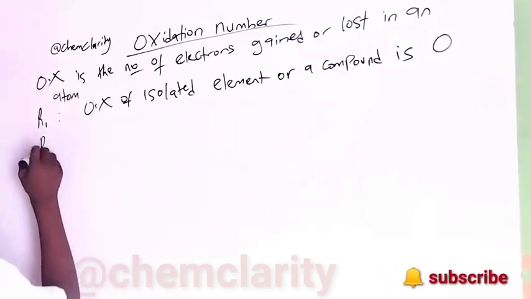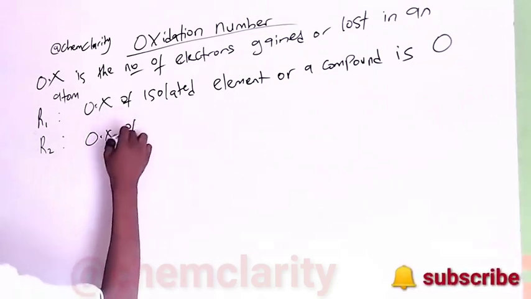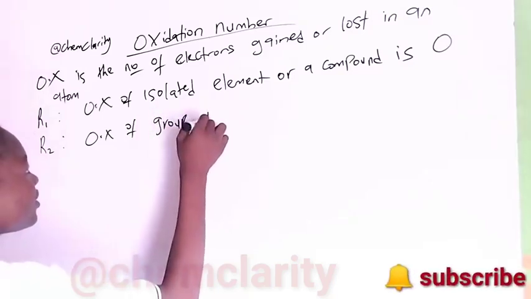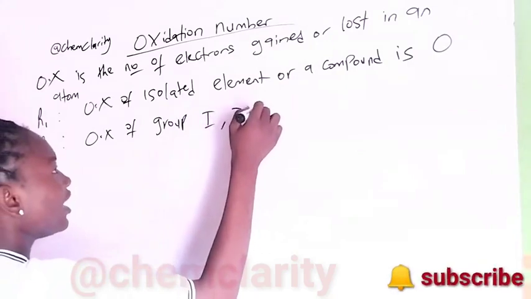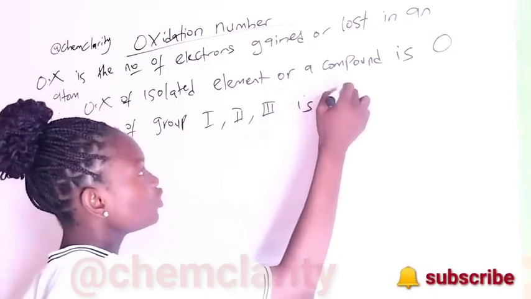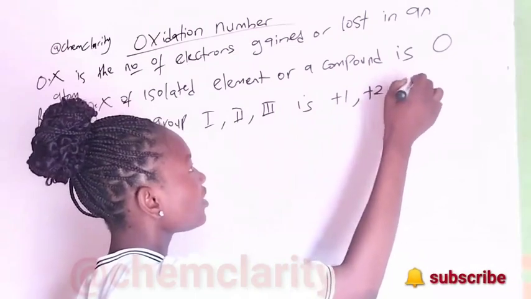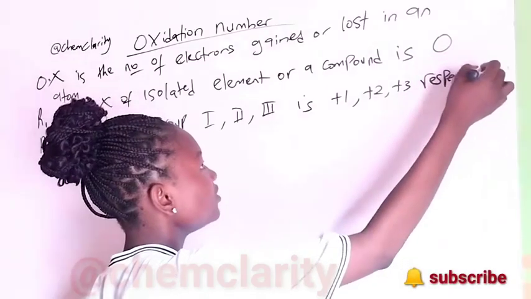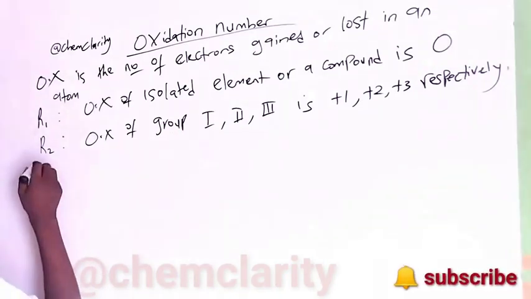Then rule 2. The oxidation number of group 1, group 2, and group 3 is +1, +2, and +3 respectively.